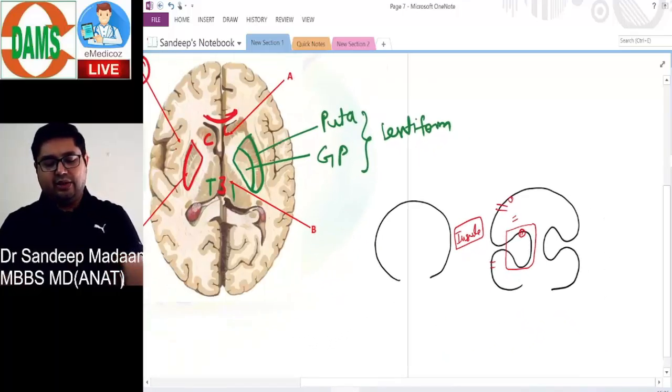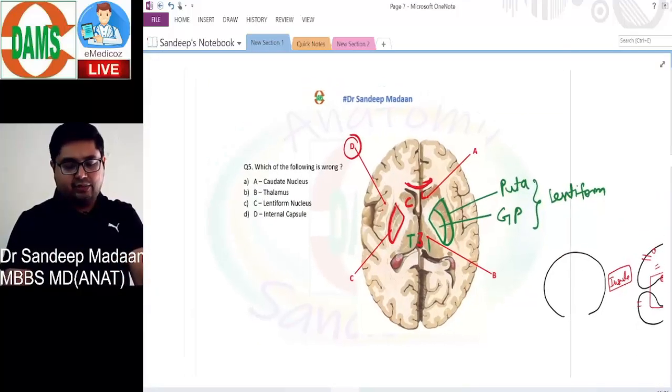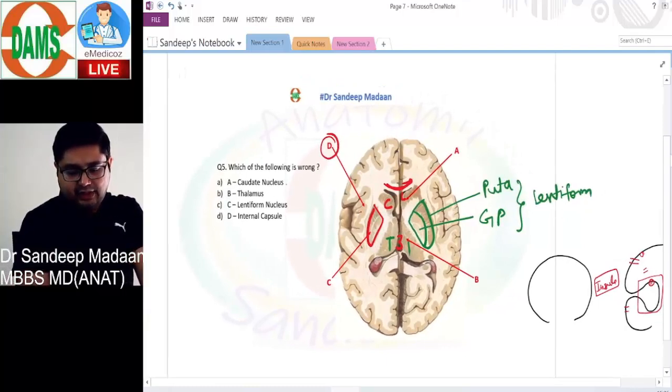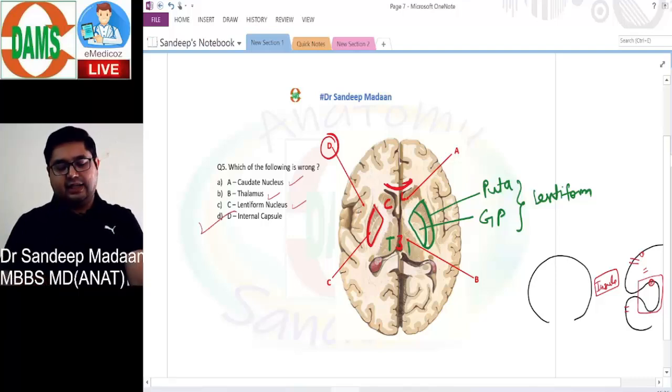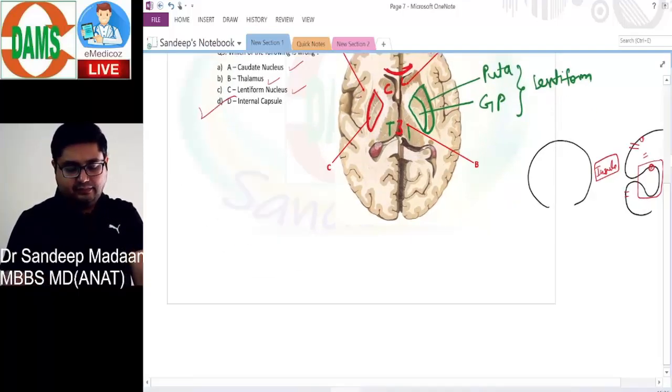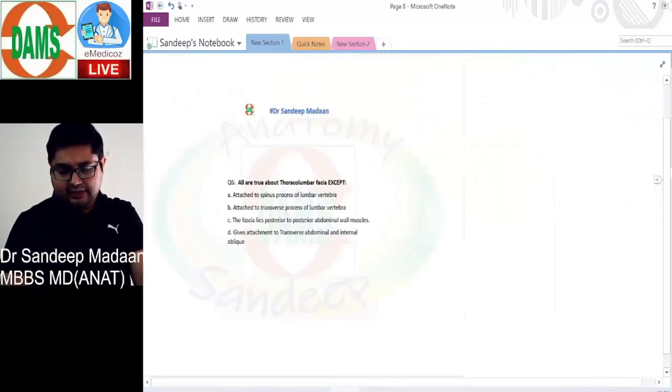Now we know the labeling of this diagram. Let us go back to the question. A is the caudate nucleus. B is the thalamus, that is true. C is the lentiform nucleus, true. D is the insula, not the internal capsule. The answer to this question is D. Right?